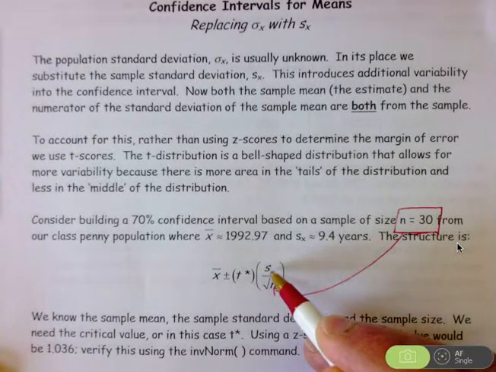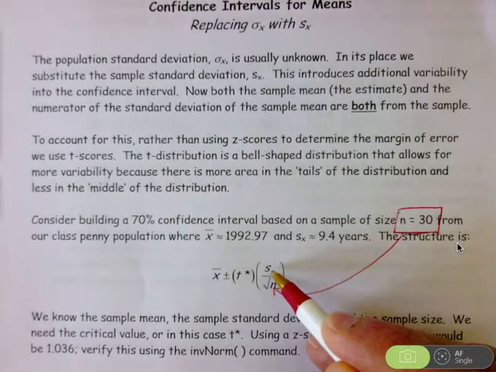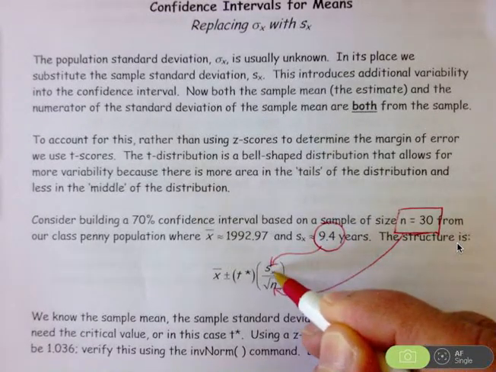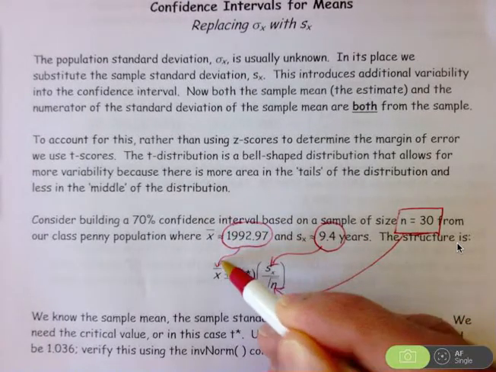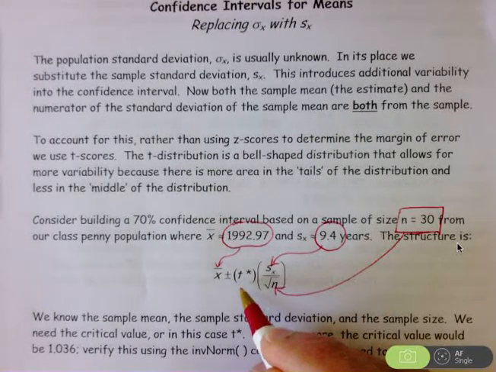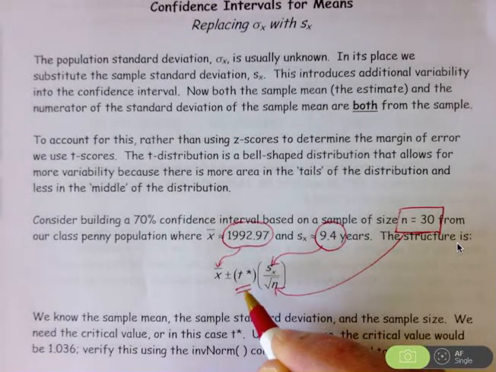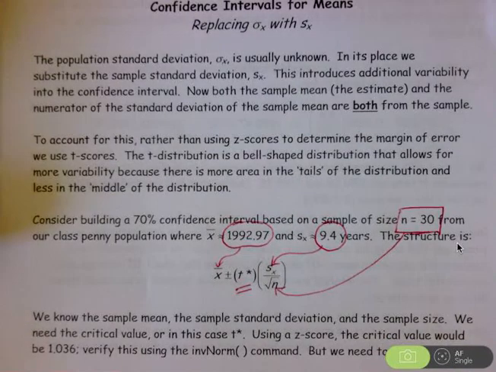Now notice up here, instead of using the population standard deviation, and in our penny population that was 11.9 years, we're going to replace it with the sample standard deviation. So our sample mean goes in exactly the same place. It will go right here. So what's different though is instead of using the inverse norm command to find our critical value, we are going to use the inverse t command, or you may be using a program on your calculator in order to find this value. So let's go back and look at, for 70% confidence, how would we be finding this value if we were using the inverse norm command?